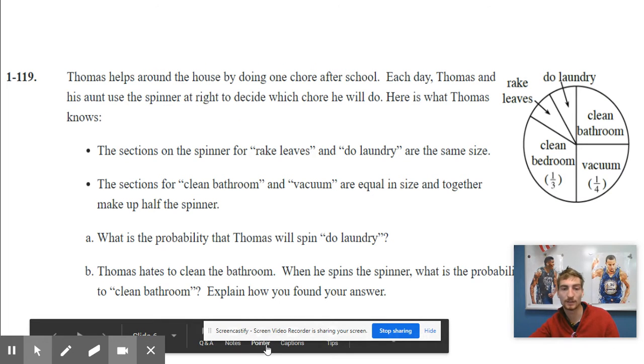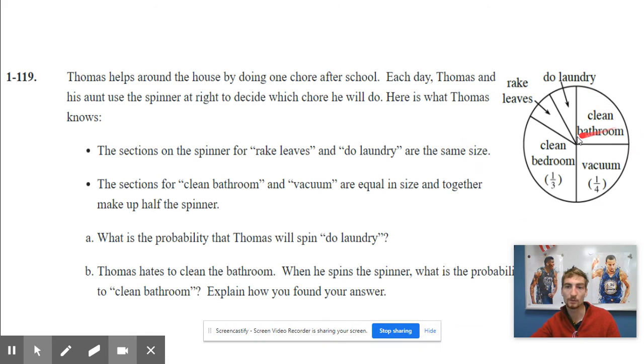So first we're taking a look at the spinner on the top right of the screen. And we have 5 different chores. We have raking leaves, doing laundry, cleaning the bathroom, cleaning the bedroom, and vacuuming. I don't know about you guys, but I like raking the leaves the best because then you get to jump in the big pile at the end. And so here we're talking about Thomas. And Thomas, each day, spins the spinner to decide which chore he's going to be doing. Now, this spinner has raking leaves and doing laundry as the same size. Okay, so these are the same size slices. And then the sections for clean bathroom, this one right here, and vacuuming are also the same size.